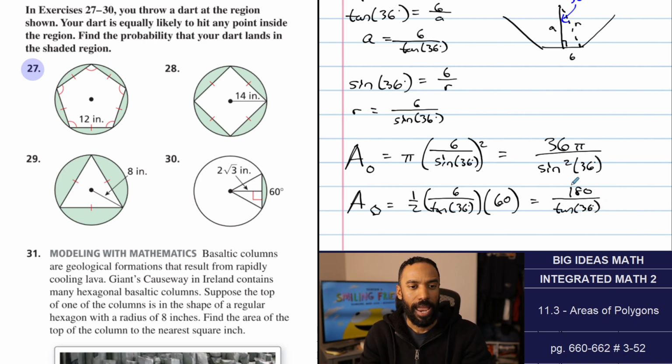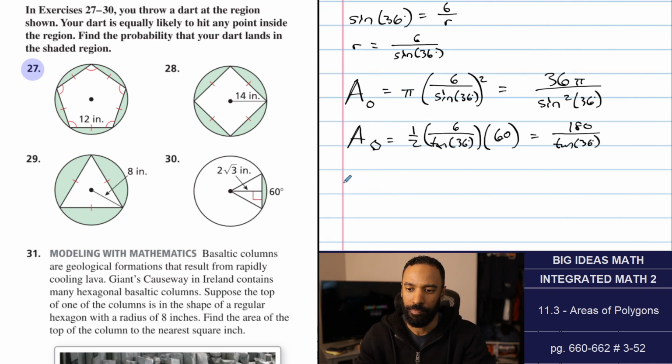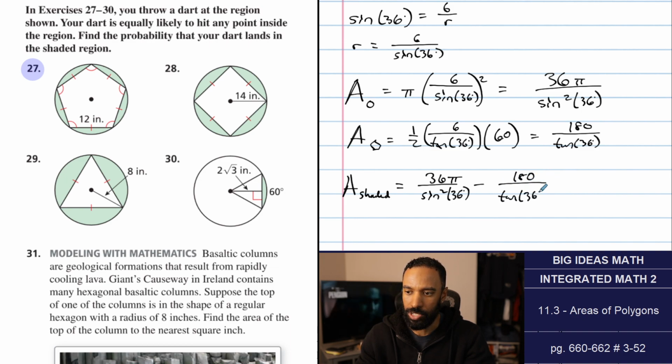To find the area of the shaded region, I have to do the area of the circle minus the area of the pentagon. So area of shaded is going to be 36 pi over sine squared of 36. I hope I didn't make a mistake along the way. Minus 180 over tangent of 36.